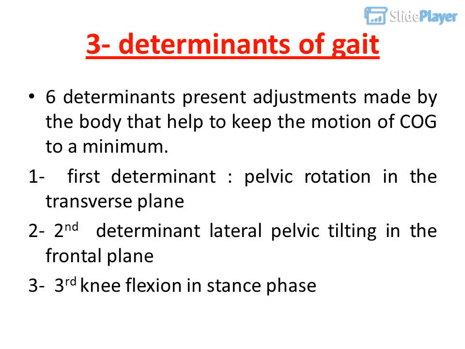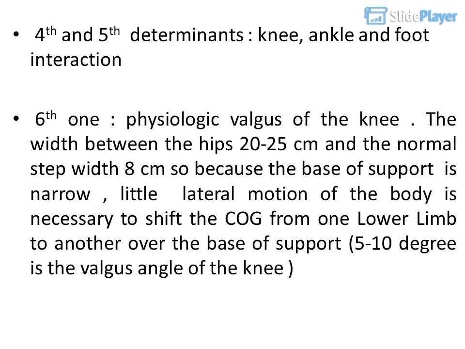3. Determinants of gait. 6 determinants are present, adjustments made by the body that help to keep the motion of the center of gravity to a minimum. 1. First determinant, pelvic rotation in the transverse plane. 2. Second determinant, lateral pelvic tilting in the frontal plane. 3. Knee flexion in stance phase. 4th and 5th determinants, knee, ankle and foot interaction.